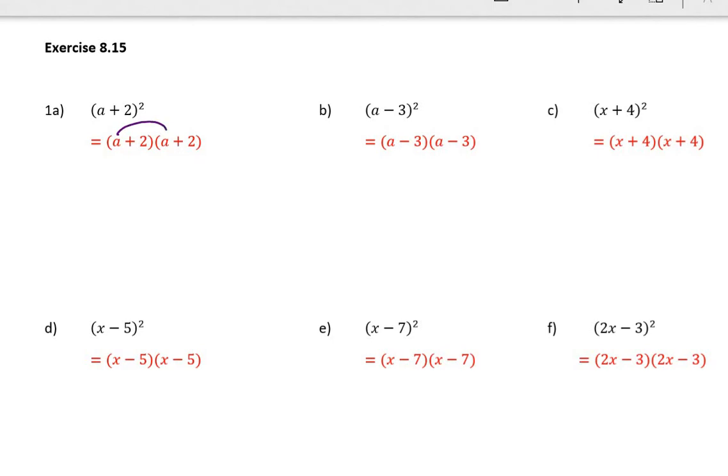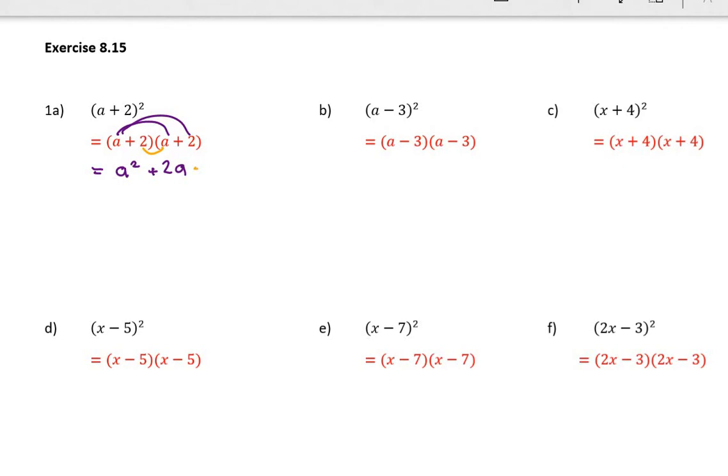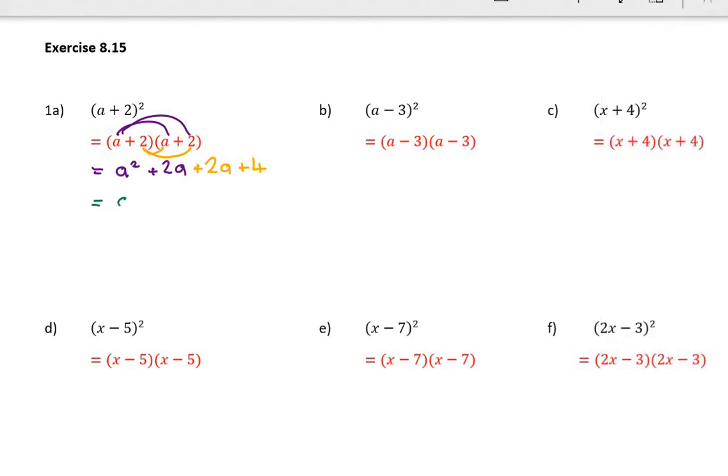Now I would just do my distribution, so I'd get a squared plus 2a, and then I'd distribute again, and I get plus 2a. As we've started to notice, the pattern is the middle terms are the same thing, plus 4. Finally, my middle terms are like terms, and so I get a squared plus 4a plus 4.